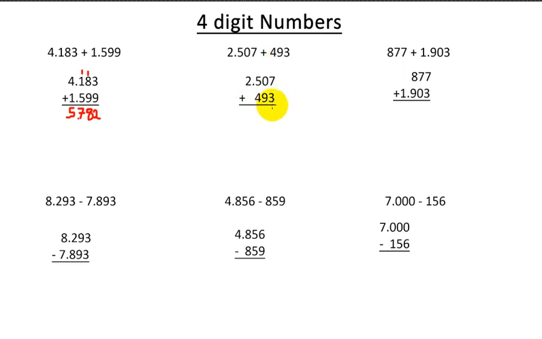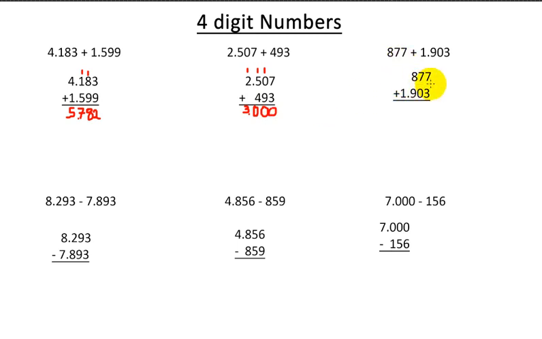So I have 7 and 3 makes 10. Write 0, carry 1. 0 and 9 makes 9, and 1 that I carried over makes 10 again. Write 0, carry 1. 5 and 4 makes 9, and 1 that I carry over makes 10 again. Write 0, carry 1. 2 and 1 that I carried over makes 3. So my result is 3,000.